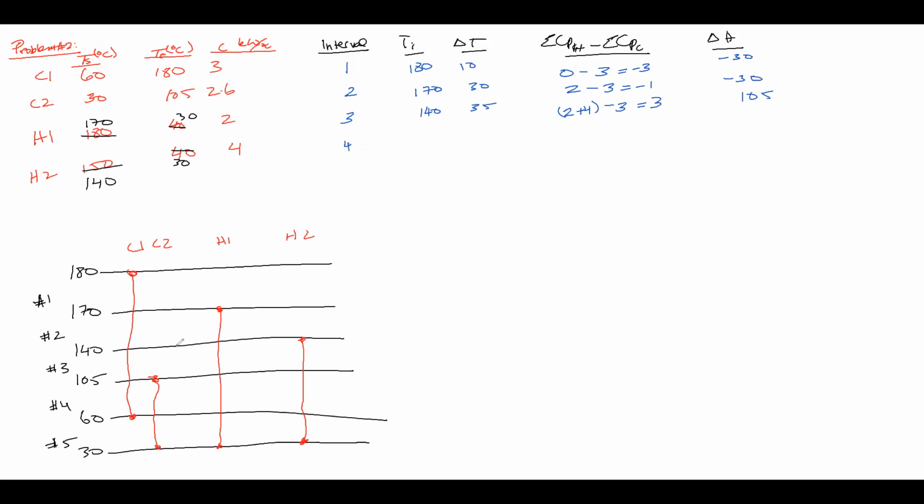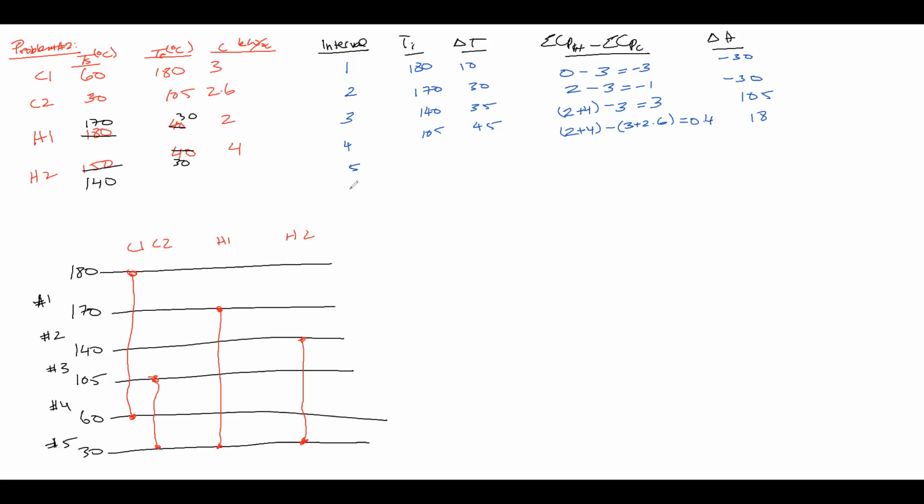I have interval 4 here. My initial temperature is 105. My delta T is 105, 60, 45, right? And then summation of Cp hot minus Cp cold, I have the 2 hot streams, which is 2 plus 4, minus the 2 cold streams, which is 3 plus 2.6. This is 6 minus 5.6, so this is what, 0.4? Yeah, this is 0.4. 0.4 multiplied by 45, that's what, 0.4 by 40 is 16, 0.4 by 5 is 2, so this is 18.